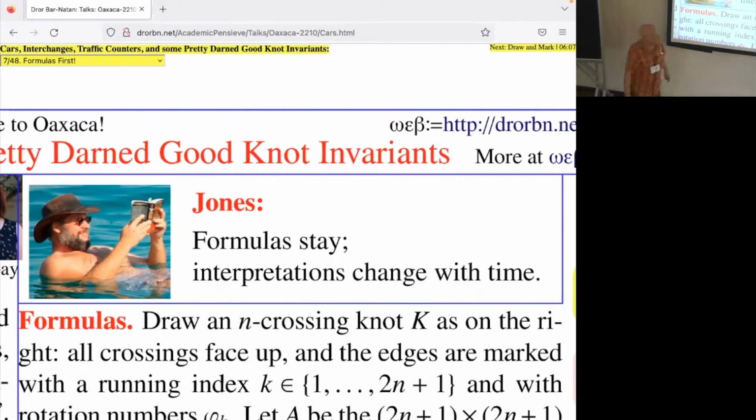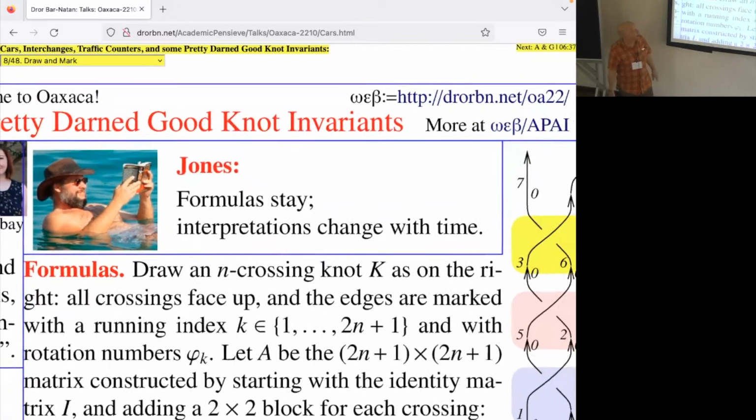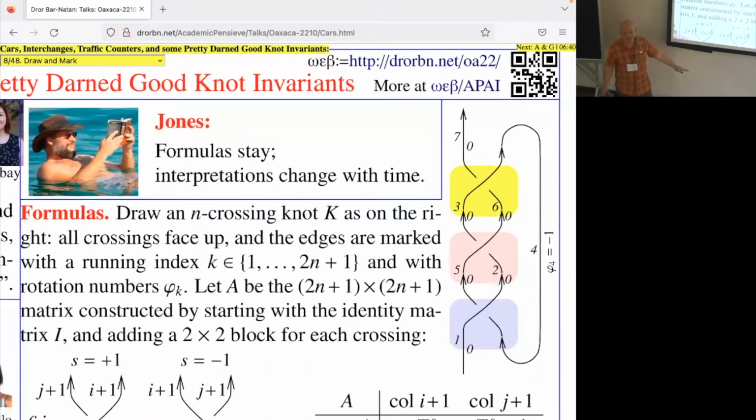And he said, can you turn it into formulas? And I couldn't really. And he said, well, formulas stay and interpretations change with time. And he was right, because basically all these funny interpretations got completely lost or are completely uninteresting now, but formulas tend to stay. So I'll start with formulas, okay?